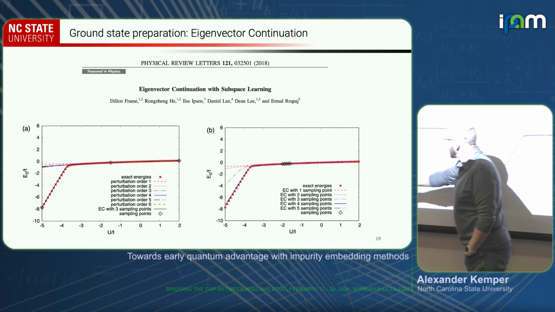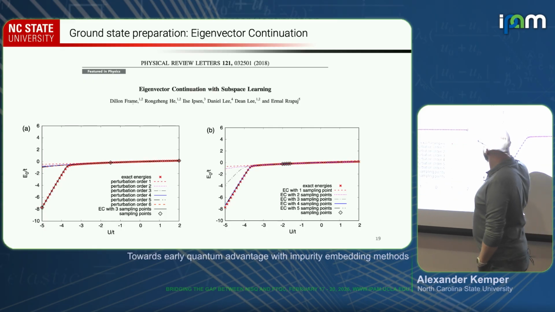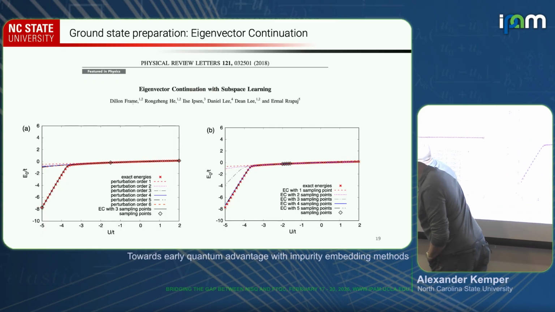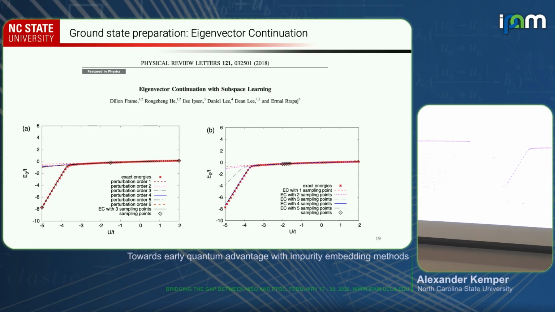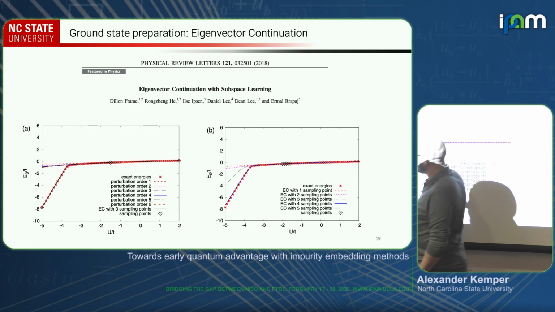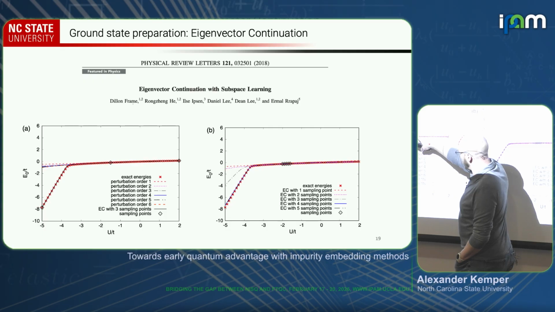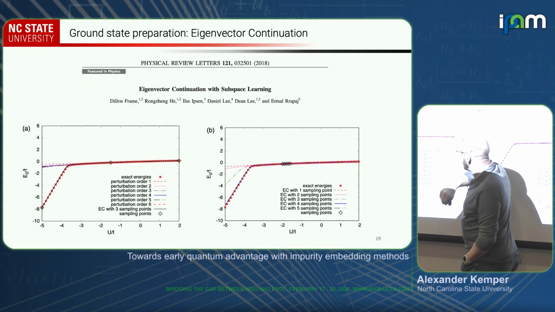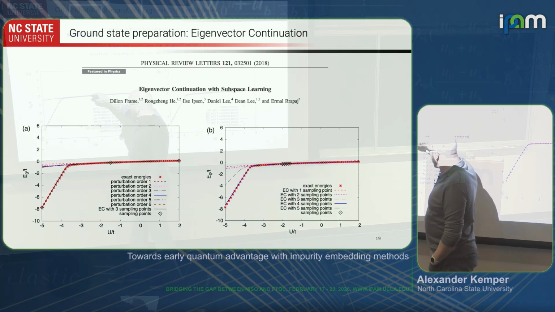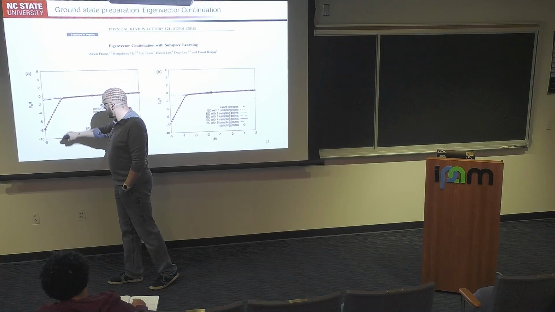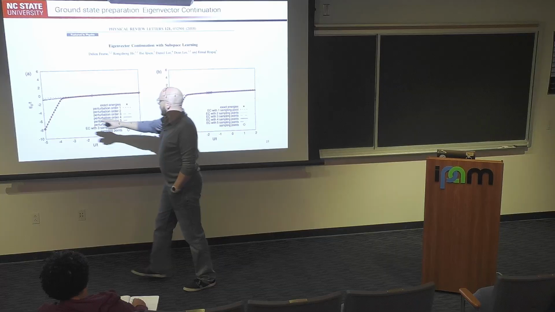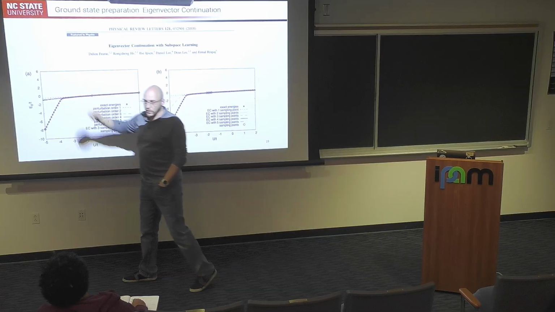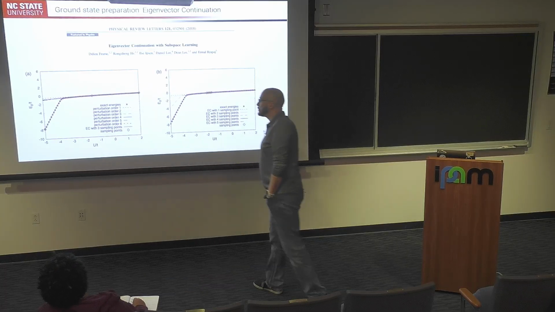Here is what its spectrum looks like as a function of U over T. These stars are the exact energies. Perturbation theory should be valid from here in small regions, near U equals 0. And it does okay up to this sort of critical-ish point where it completely fails. First order, second order, third order, it just doesn't work very well.